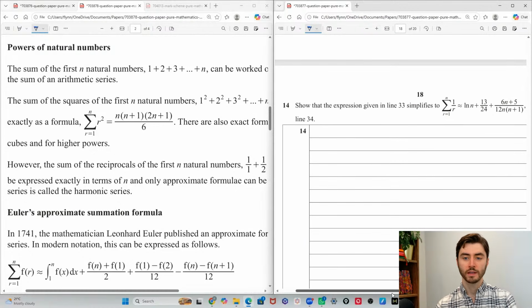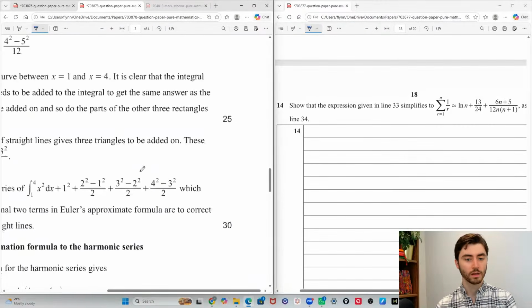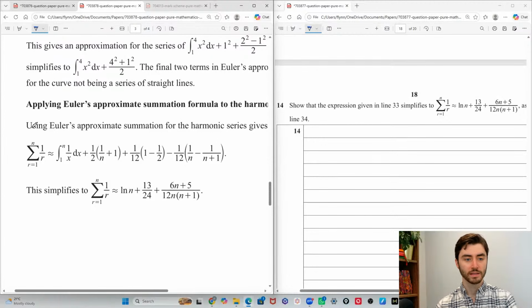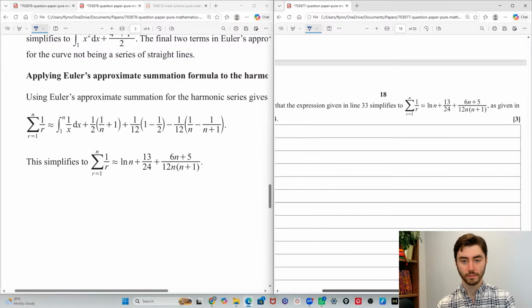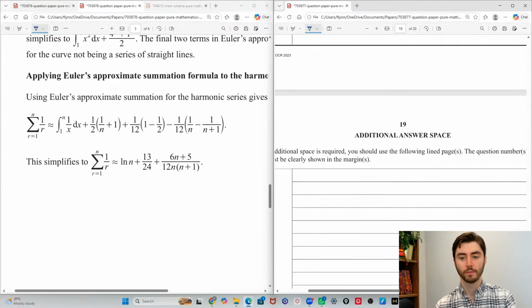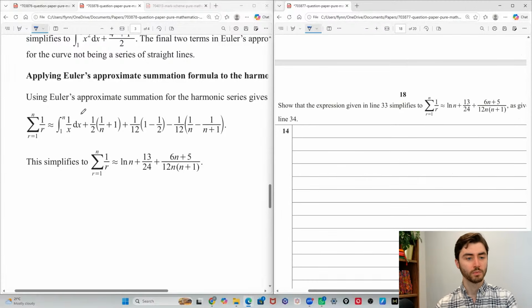So show that the expression given in line 33, so that's this thing. Okay, so they're saying that this thing simplifies to this thing. Prove it. So prove that this line here simplifies into this line here on the bottom. Okay, we're nearly there at the end, which is good. So prove that that is true.